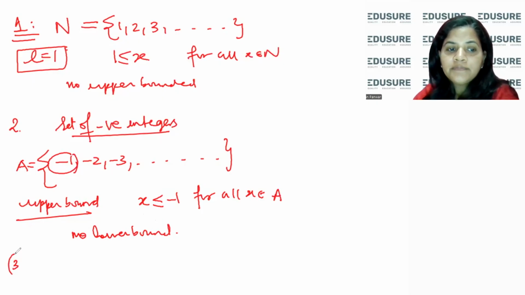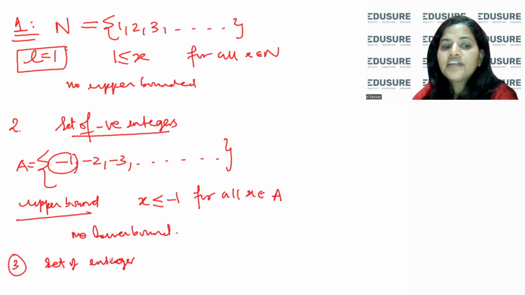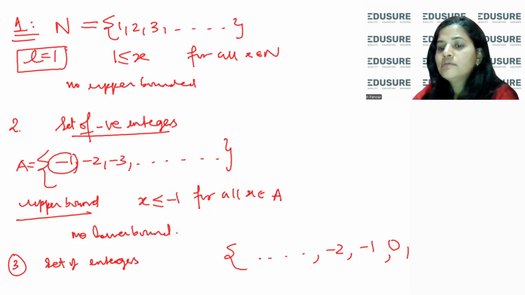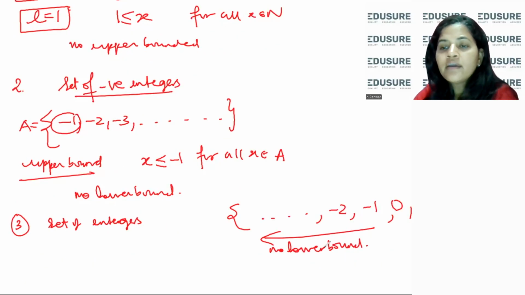Okay. Third, set of integers. So what is the set of integers? Set of integers is 0 in the middle, 1, 2, -1, -2, and so on. So there is no upper bound because the elements are increasing, and there is no lower bound. Okay. So there is no upper bound and there is no lower bound.